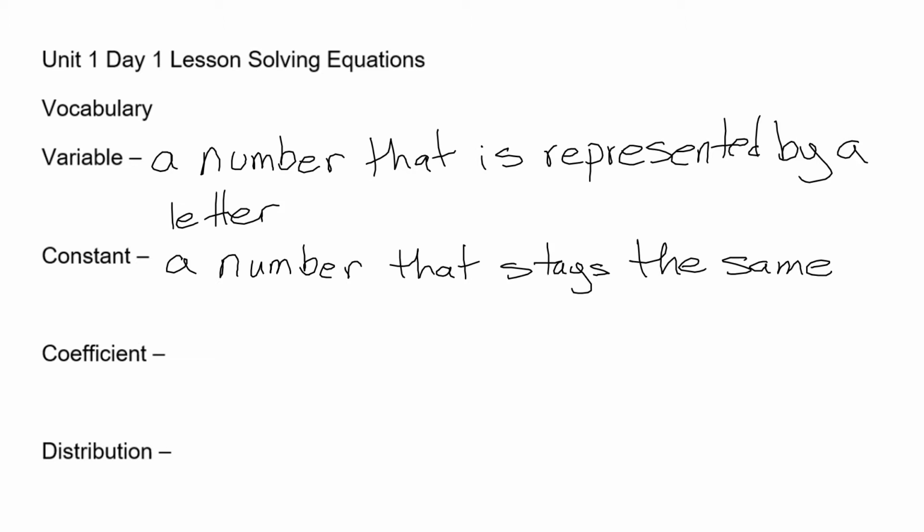Then we're going to look at a coefficient. Do you remember what a coefficient is? A coefficient is a number that's in front of your variable.